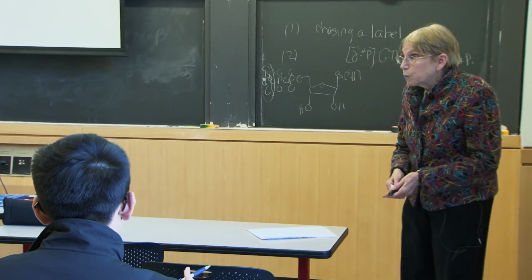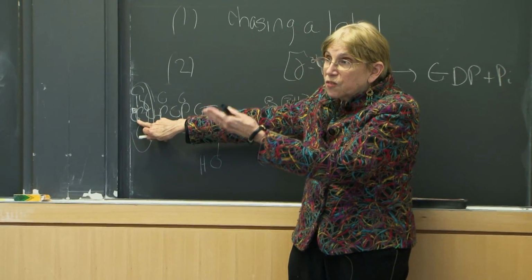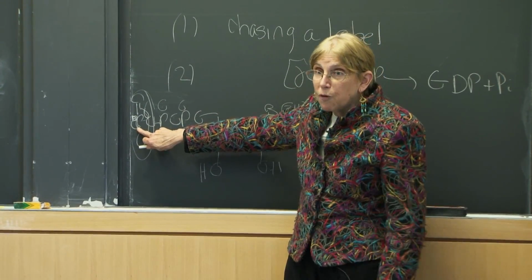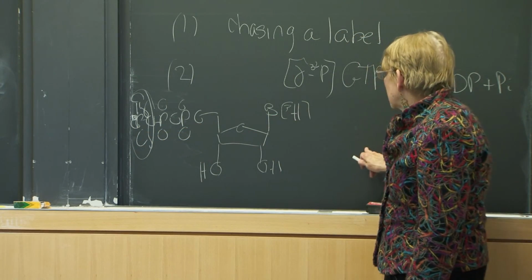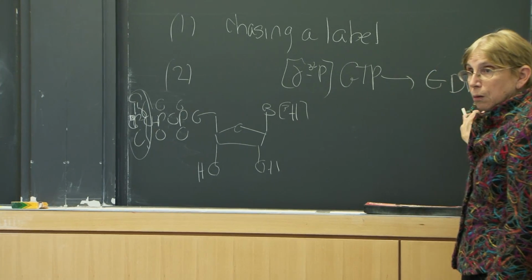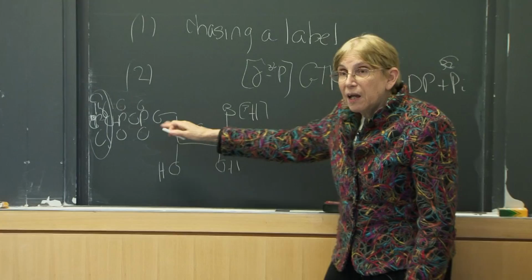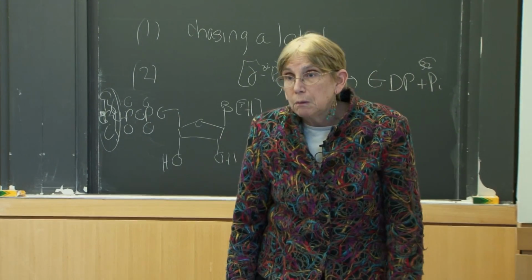Yeah, you want to watch your reaction. So if you have an isotope here, we're going to watch it using some method, scintillation counting or phosphorimaging. And where does the label end up? The label ends up here. Well, if you put the label in alpha or beta, could you follow the reaction?